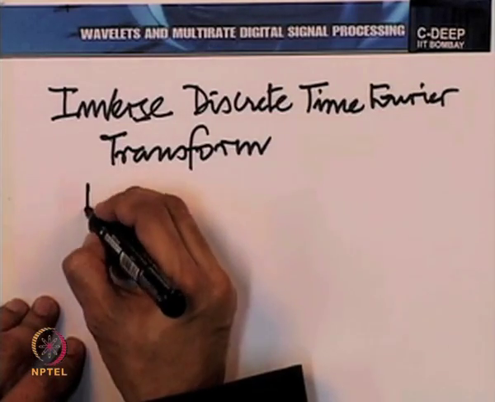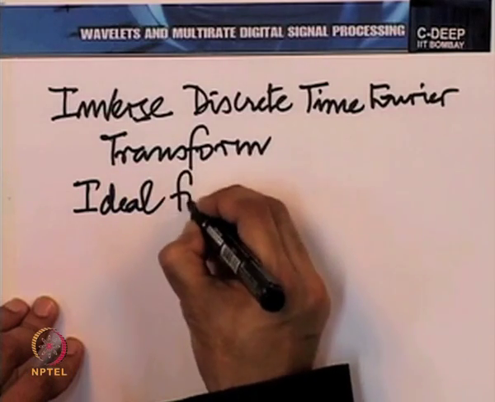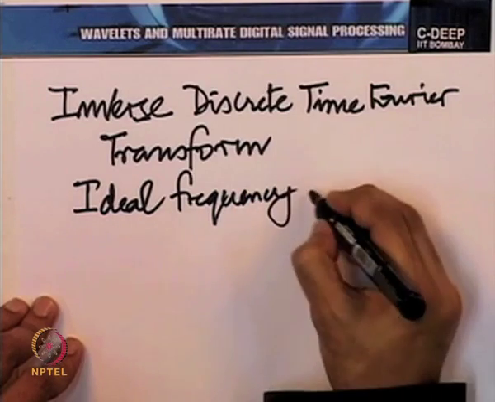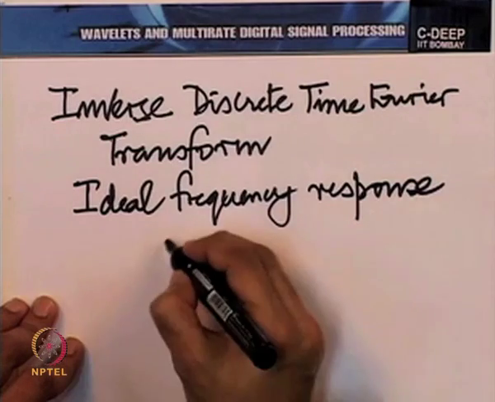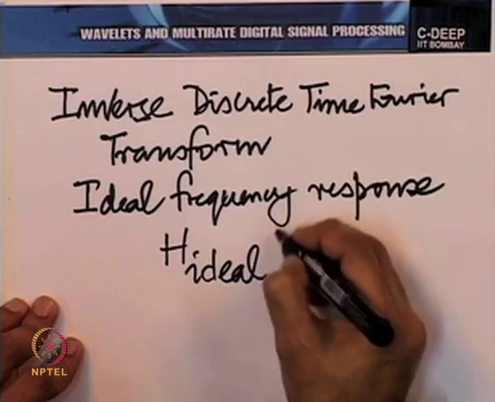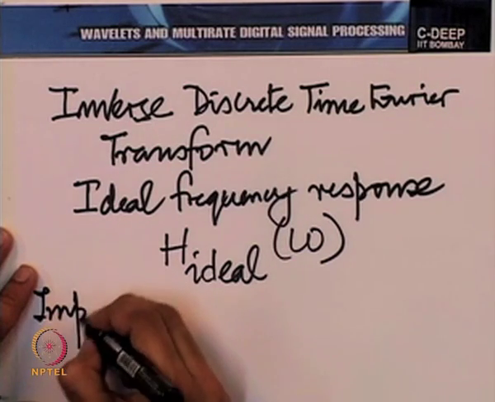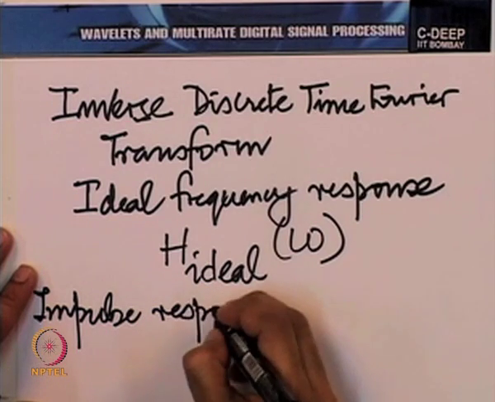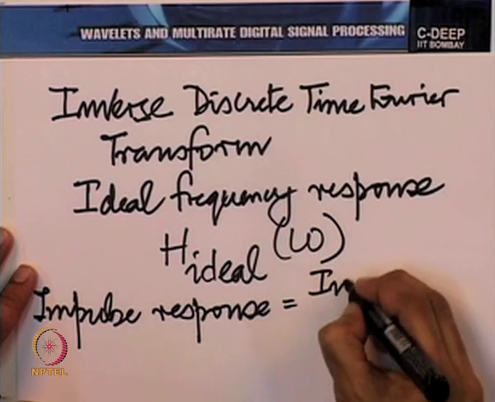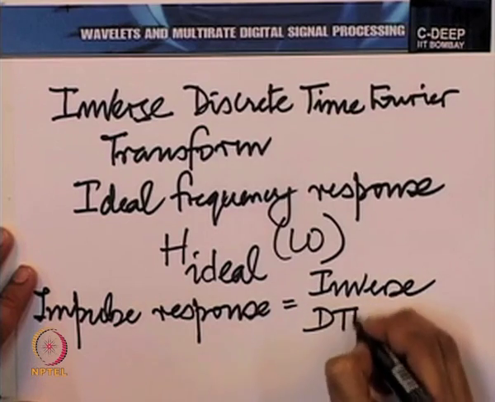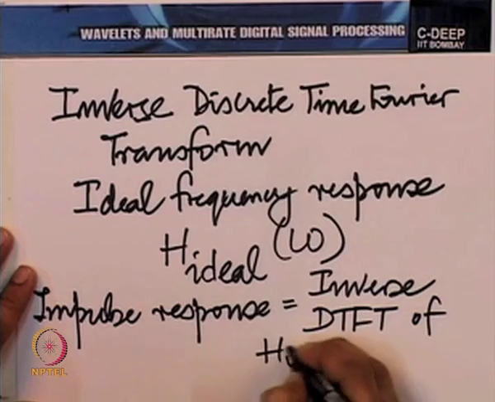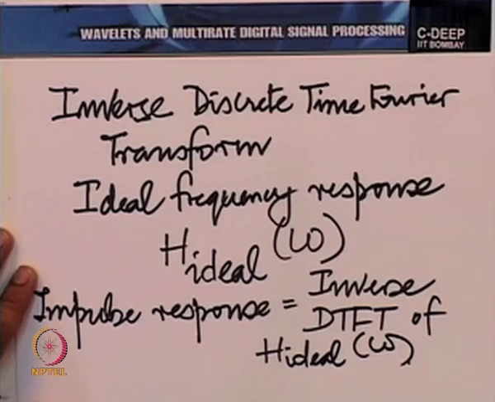So, if you have the ideal frequency response, let us call it H ideal as a function of omega, and the corresponding impulse response can be obtained by the inverse DTFT of this. And how do you calculate the inverse DTFT? I leave this calculation for the class to do, but I would like to put down the important steps here.